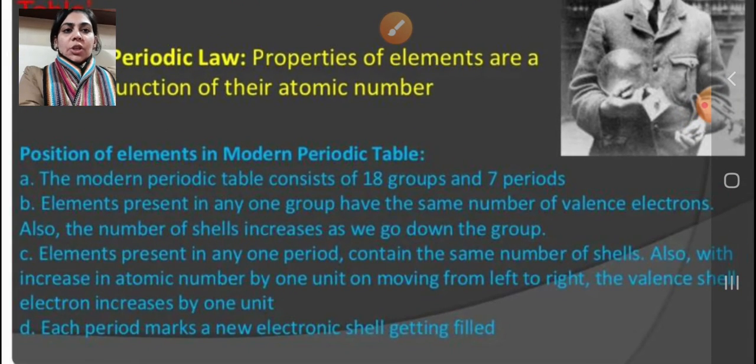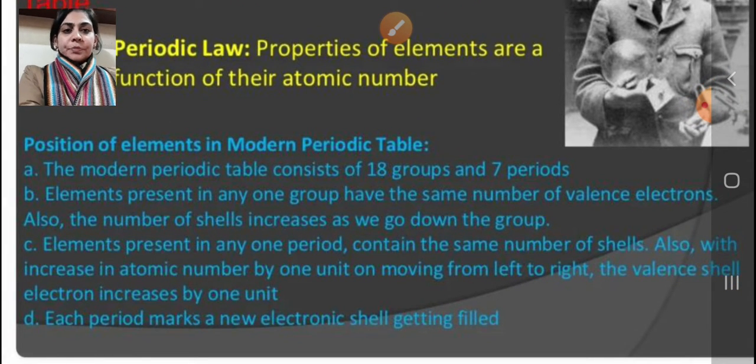So what was the position of elements in the periodic table? I will show you with the help of the periodic table also. The modern periodic table consists of 18 groups and 7 periods. The modern periodic table had 18 groups, meaning 18 vertical lines, and 7 periods, meaning 7 horizontal lines were present. Elements present in one group have the same number of valence electrons. This property we will prove one by one, and the number of shells increases down the group. Next, elements present in any one period contain the same number of shells.